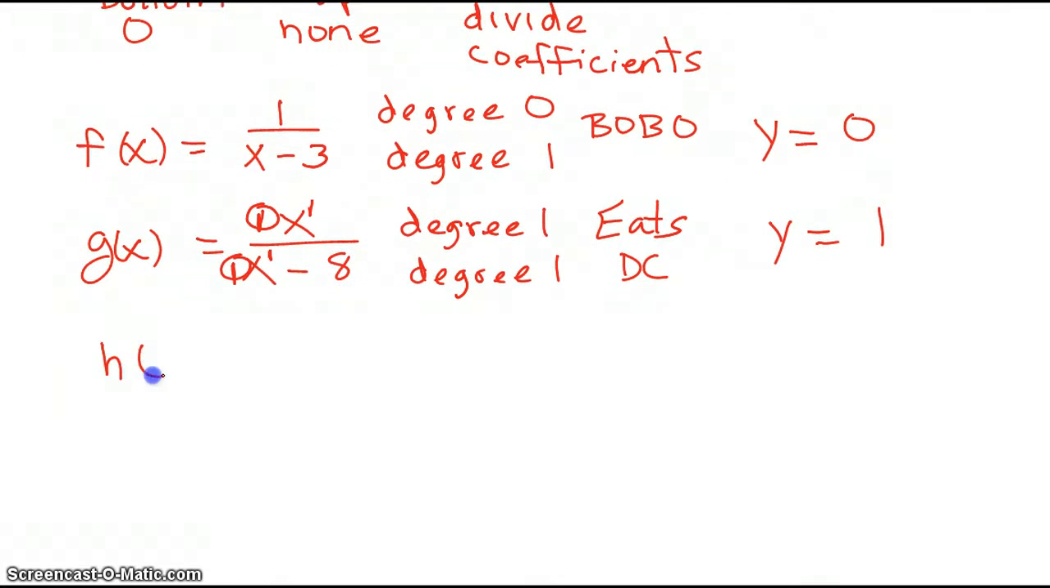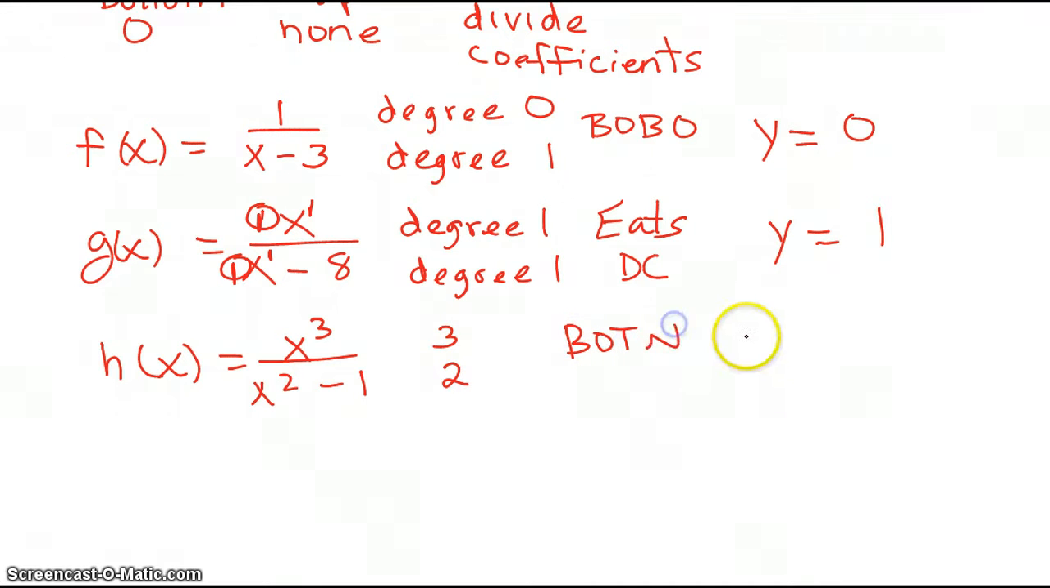Let's say I have x cubed over x squared minus 1. The degree on the top is 3. The degree on the bottom is 2. So it's big on the top, so that's BOTN. So it's going to be none. That means there's no horizontal. Now we're going to learn later on that if there isn't a horizontal, there might be an oblique. So we'll have to look for obliques when we get into the next section.